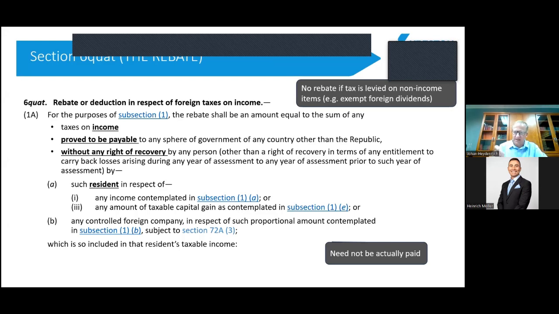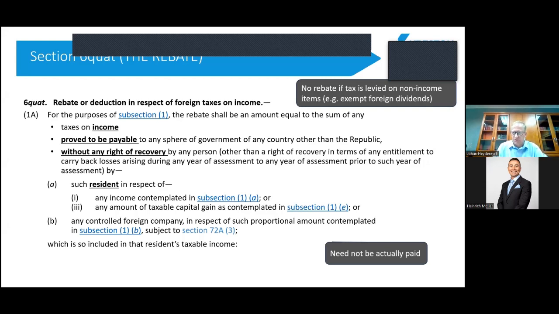Now, the word 10% shares hands. Now, if there was a foreign dividend withholding tax on it, it doesn't fall within 6 quad. You can't bring it in because it was not a tax on the income. It was a tax on gross income, but not a tax on income, because income is gross income minus exempt income. All right. The second requirement is it must be proved to be payable.